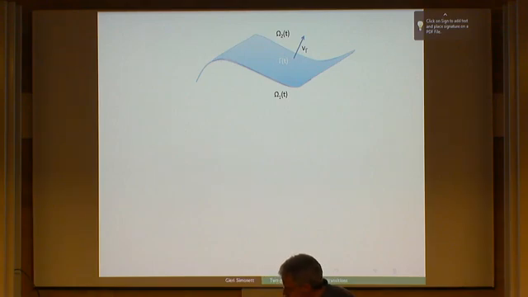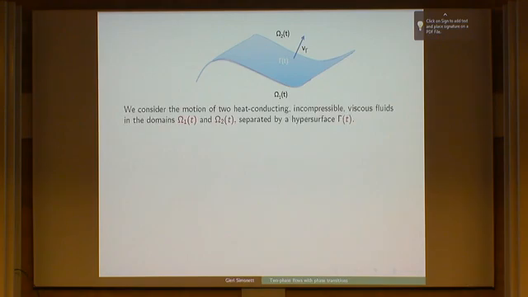So I would like to make sure that the components do not touch each other, and there should be no boundary contact. So that's like a local representation. And what I have in mind is, again, two heat conducting fluids, incompressible, viscous, and again the domains.